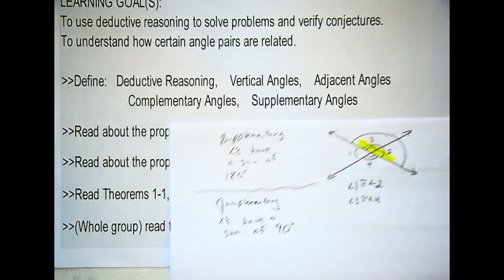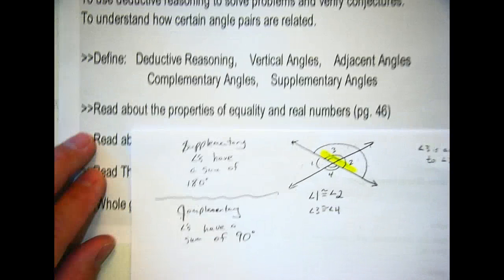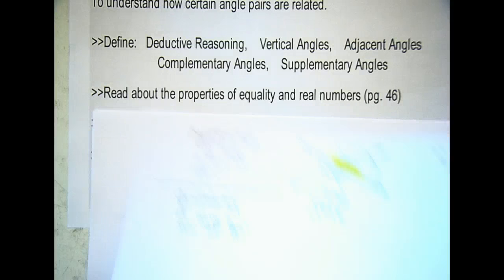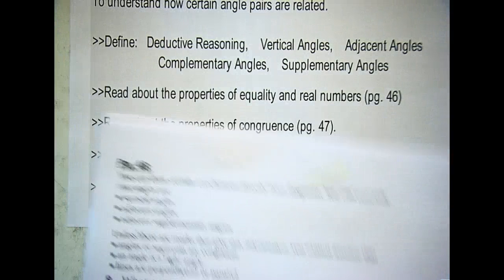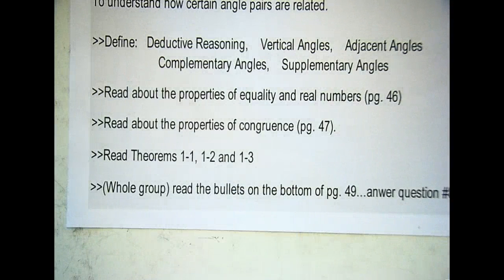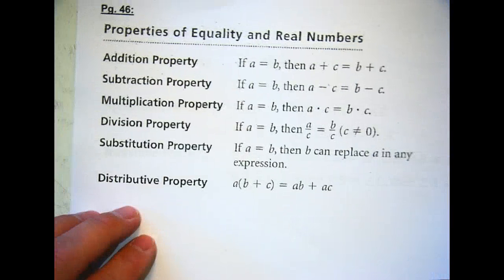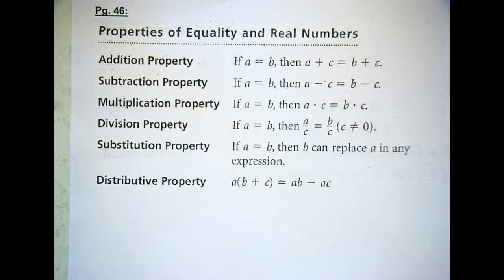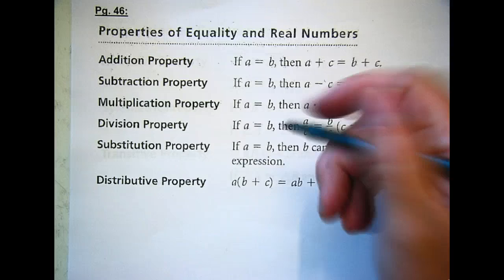And the next thing we're going to do, we're going to go through the properties of equality in real numbers, and I'm just going to talk about those real quick with you. All right? Most of you have seen them before, so you know them. But just so you know, there they are. The addition property, this is on page 46 if you need it. You don't have to copy it all down unless it's something that you need to copy down.